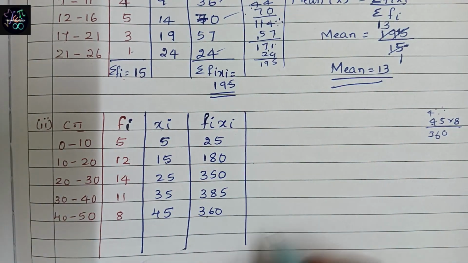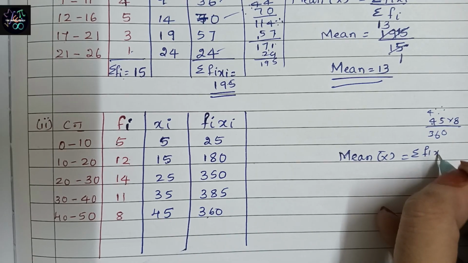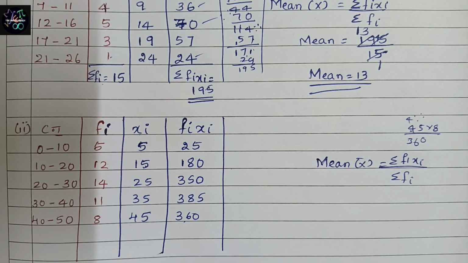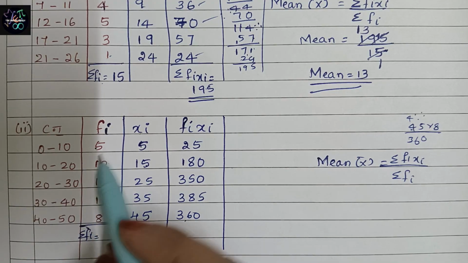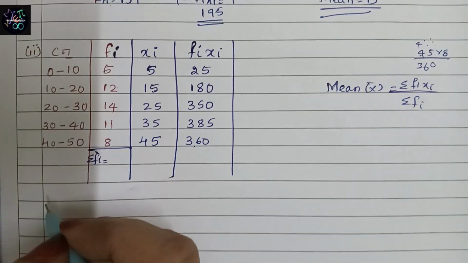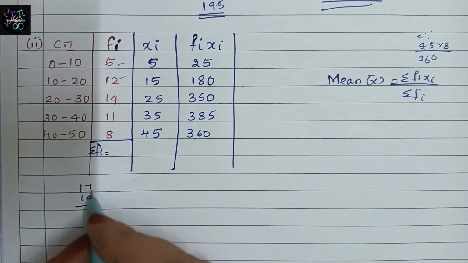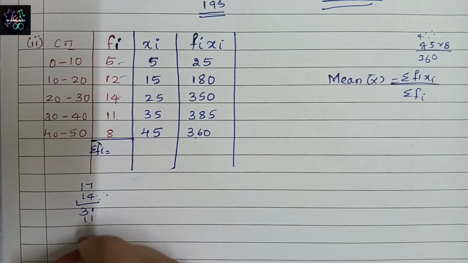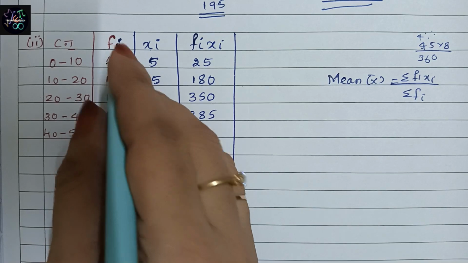So the next step, our main step, is the formula. Mean is equal to sigma fi xi upon sigma fi. Now sigma fi, the total of this column. We should do the total. How much are we getting? 12 plus 5 is 17. 17 plus 14 is 31. 31 plus 11 is 42. 42 plus 8 is 50. So we got sigma fi as 50.